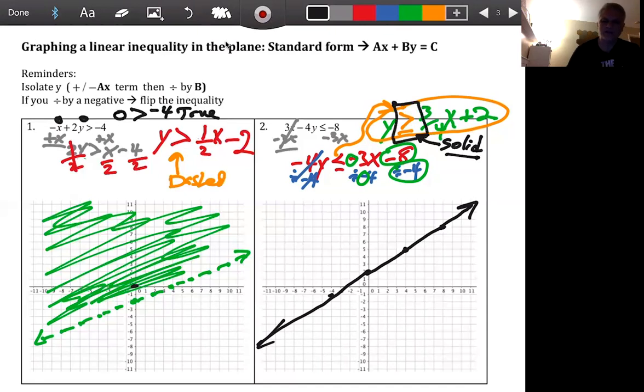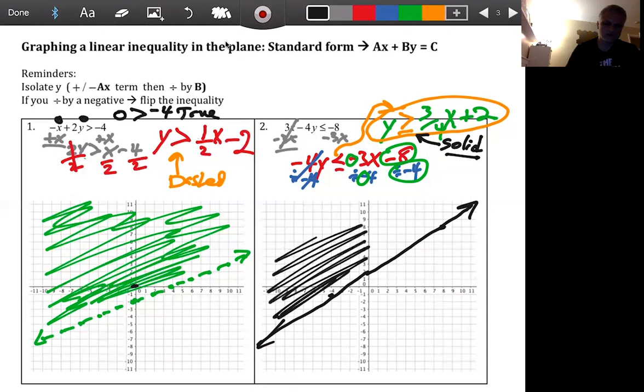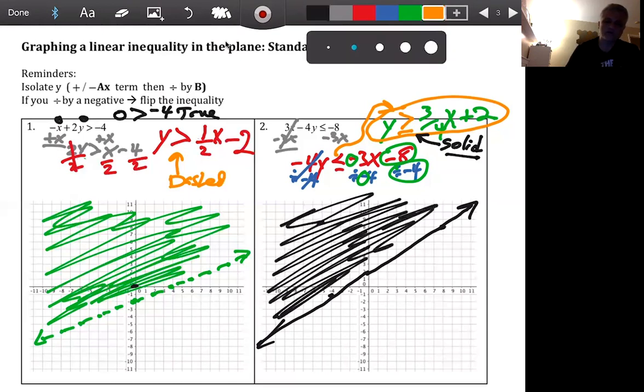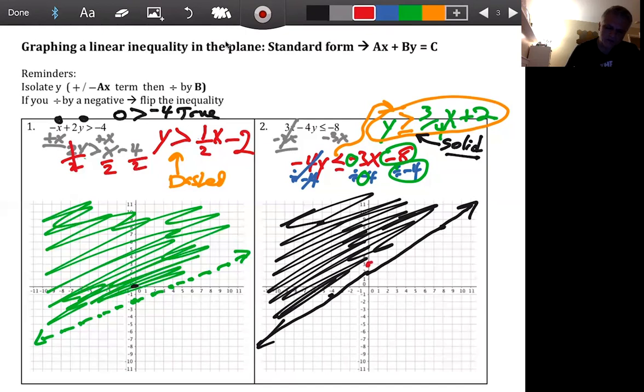Last thing, it's an inequality. We got to shade. Greater than or equal to. Greater than is going to be shaded above. So let's see if we can find a point that will work here. Okay, here's a point right here. 0, 3. 0, 3 is clearly in my interval that we shaded.